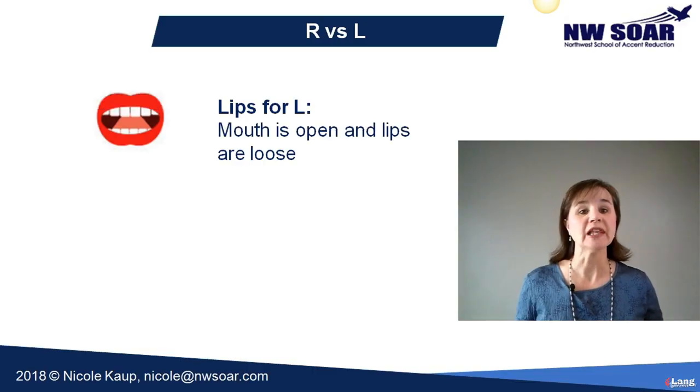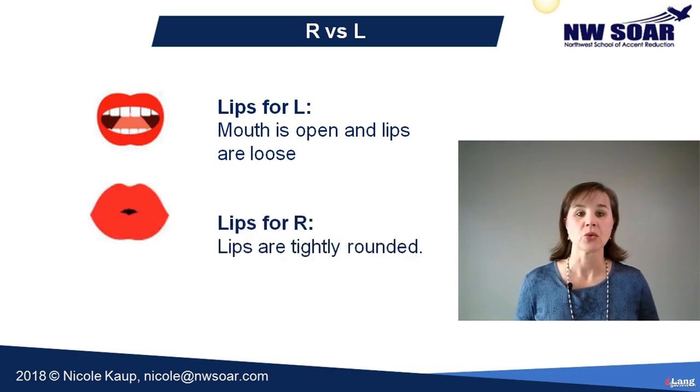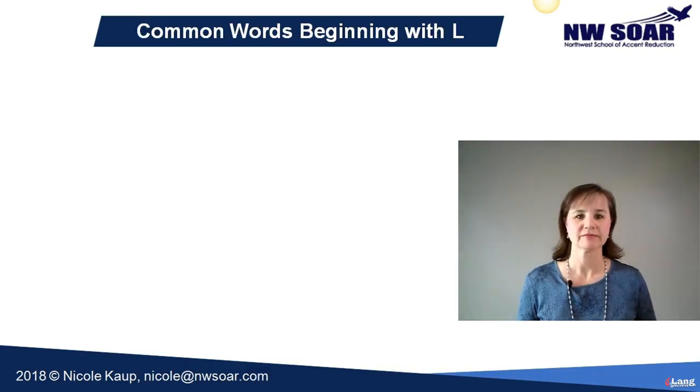Take a look also at the lip position. The lips for the L are spread and are loose. La, la. Now let's look at the lips for the R sound. Ra, ra. They are round. They look like I'm getting ready to kiss somebody, right? Ra, ra. Very different.